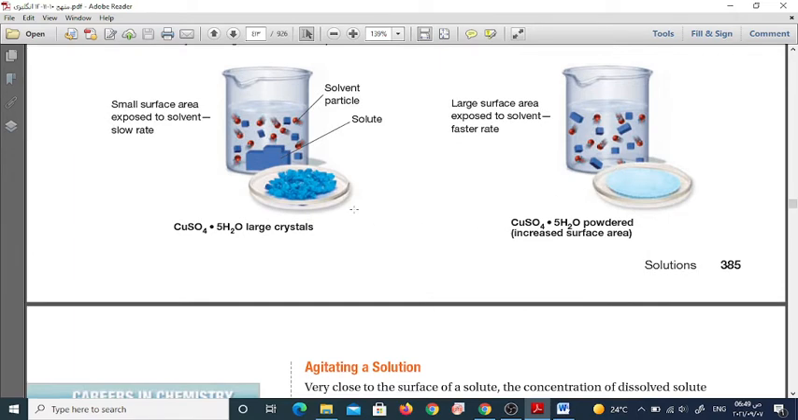Here is the example. Small surface area exposed to solvent. We have a piece of copper sulfate here. The surface area is small, so the dissolving process will be slower. But here we have a very large surface area. We have powder here, so the exposure to solvent is faster. We have a larger surface area, so the dissolving process is faster, it's quicker.